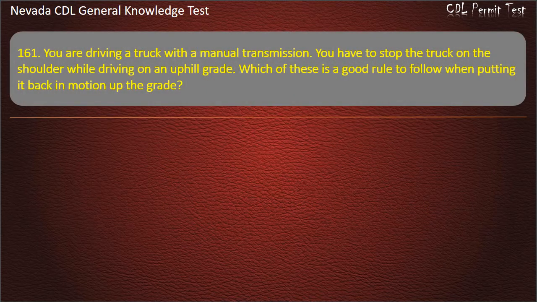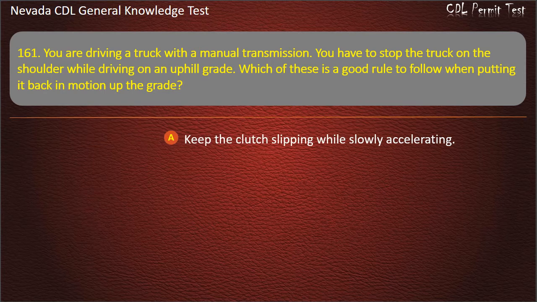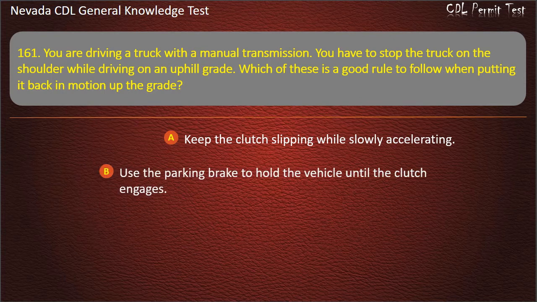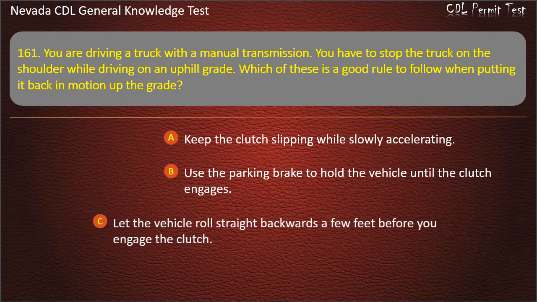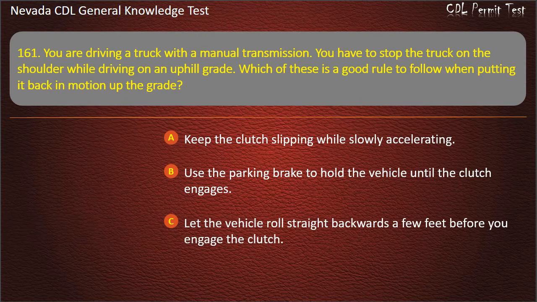Question 161. You are driving a truck with a manual transmission. You have to stop the truck on the shoulder while driving on an uphill grade. Which of these is a good rule to follow when putting it back in motion up the grade? Keep the clutch slipping while slowly accelerating. Use the parking brake to hold the vehicle until the clutch engages. Let the vehicle roll straight backwards a few feet before you engage the clutch. Answer. Use the parking brake to hold the vehicle until the clutch engages.